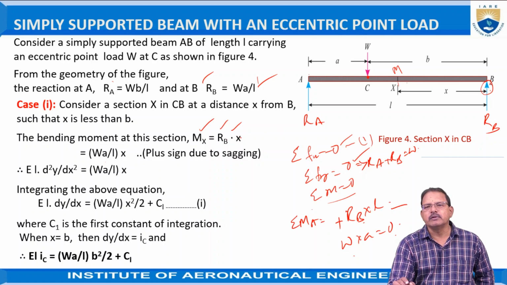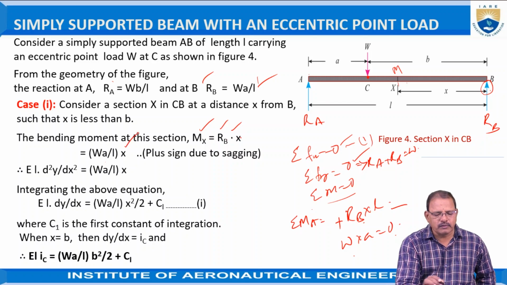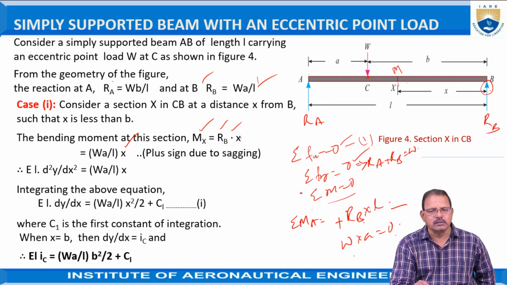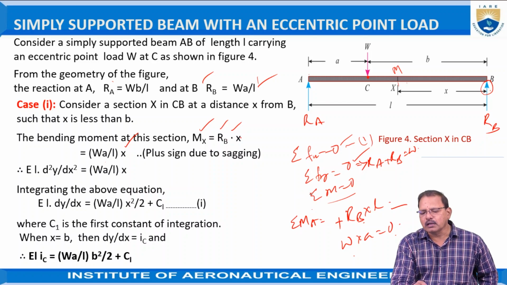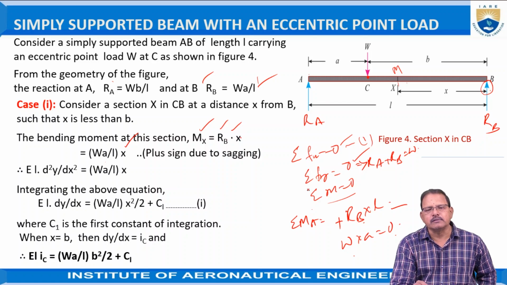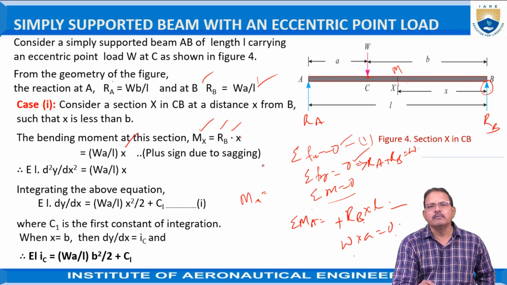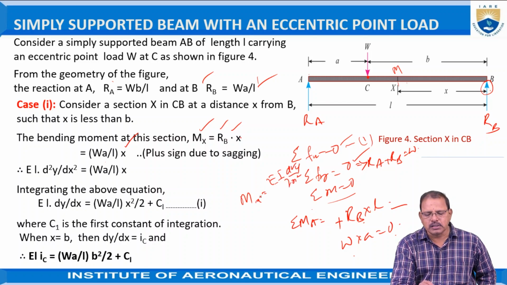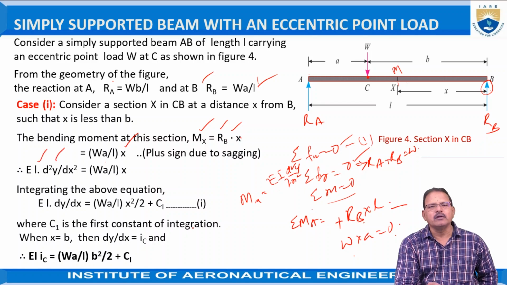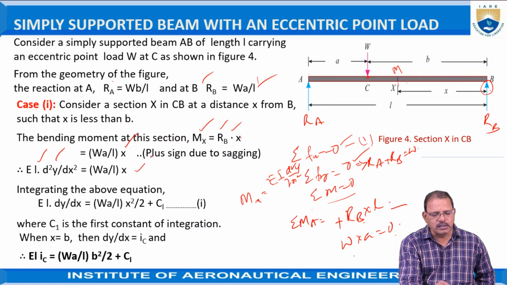From this relation, RB is equal to Wa divided by L. Here x is the distance between the considered point X and B. So we get Wa divided by L into x, which is the bending moment created by RB at a distance x. Hence, this value can be represented as Mx. According to the bending equation, the bending moment at any section X is given by EI into d2y by dx square. That means EI d2y by dx square equals Wa divided by L into x.